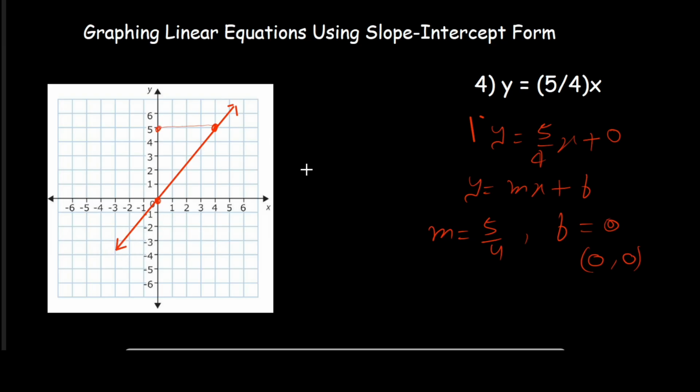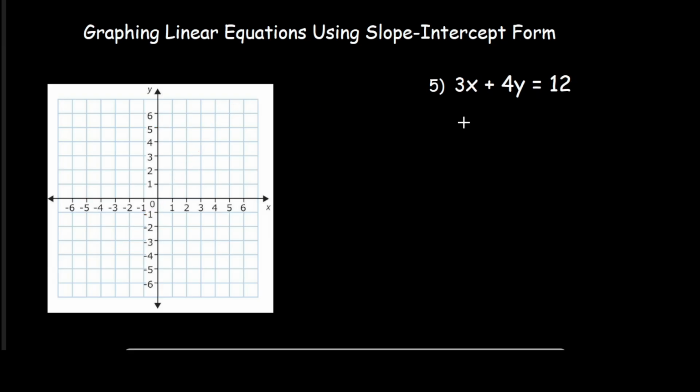So this is our solution, and I want to tell you an important thing: whenever we have y equals any number times x, like 4x, we know that the y-intercept is 0, which means the line goes through the origin because the y-intercept is 0 comma 0. So always remember that when we have an equation like this, the line goes through the origin.